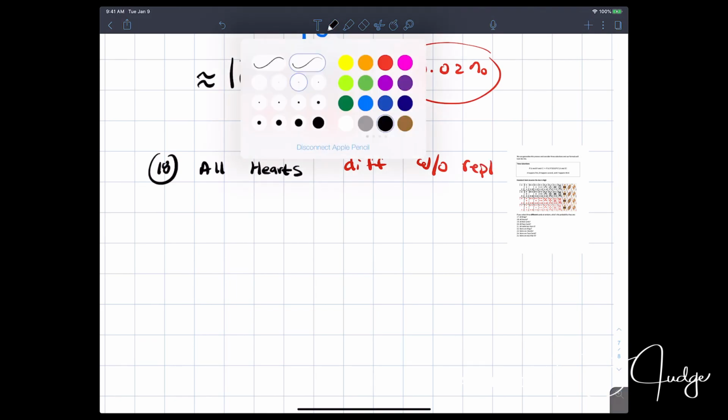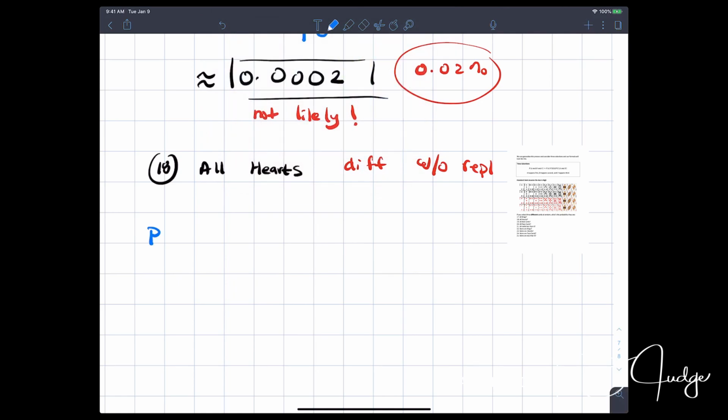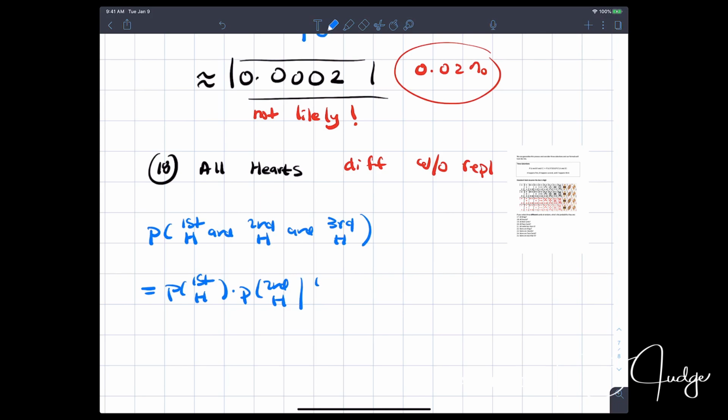So here we go. This is the probability. The first is a heart, and the second is a heart, and the third is a heart. That's the probability the first is a heart, the probability the second is a heart given the first is a heart, and the probability the third is a heart given the first is a heart and the second is a heart.